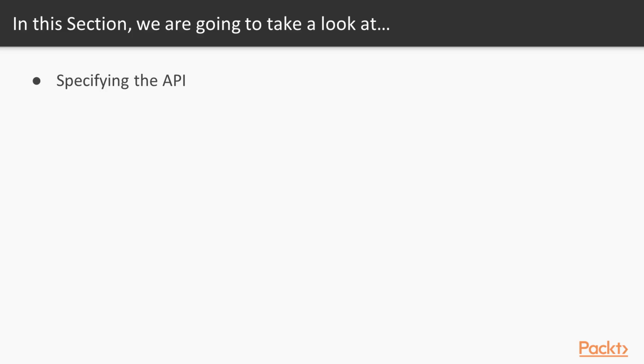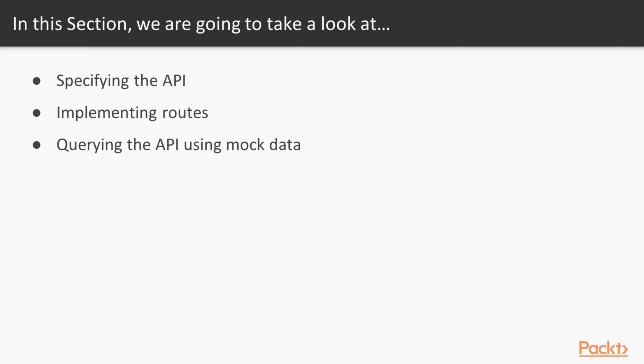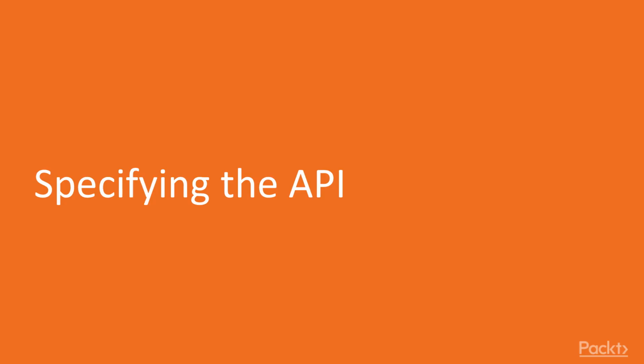Now that you are familiar with basic REST API practices from the previous section, it's time to go deeper. We will first see how to specify the operations exposed by our contact API, then implement the corresponding routes. We will next query our API using mock data, then you will have a look at content negotiation, and finally we will version our contact API. So let's start with specifying the API.